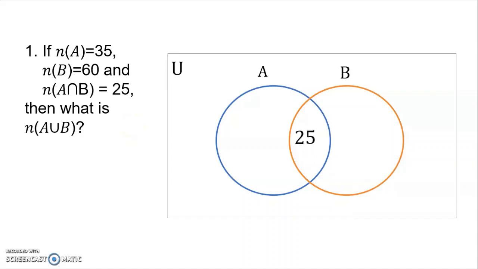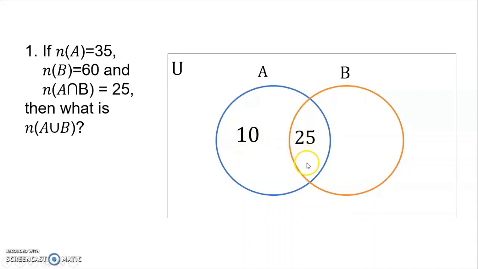Ayan, 25. So, what would be added to 25 to get 35? Kasi 35 yung buong A. That would only be 10. Another way of doing that is just subtracting yung given na cardinality ni set A. Subtract lang natin yan dito sa kanyang intersection. So, tanggalin na yun sa intersection kasi nakalagay na dyan. So 35 minus 25 is 10.